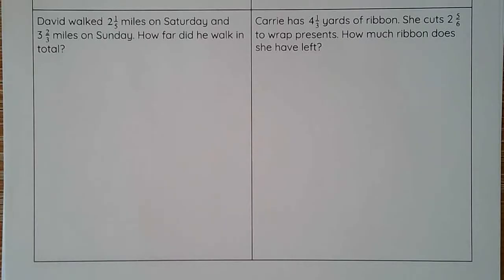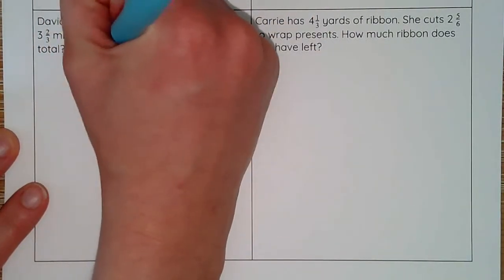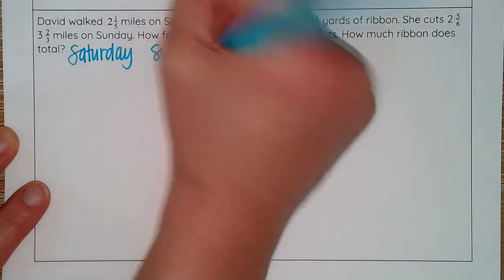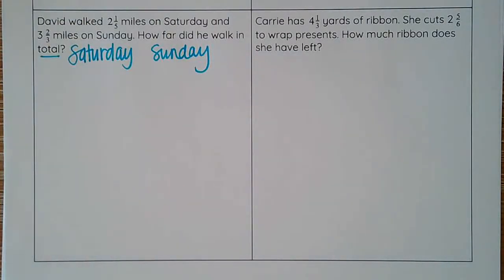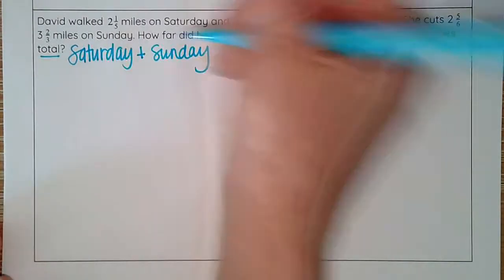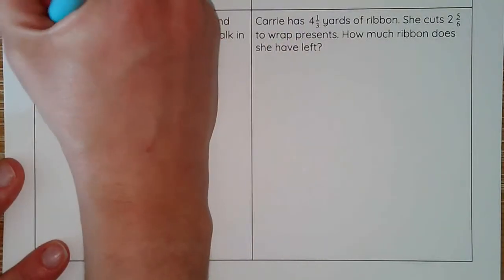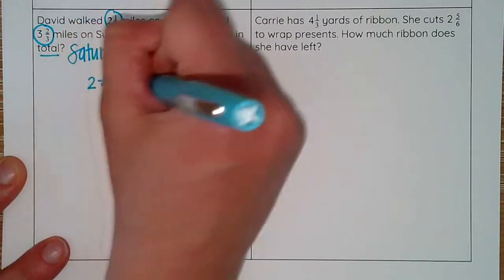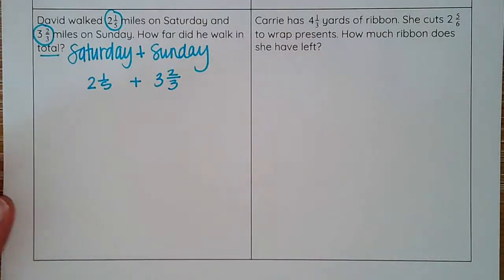So what our story is telling us is that David walks some miles on Saturday and he walks some miles on Sunday. And we want to know the total. So because we want to know the total, I want to combine my Saturday amount and my Sunday amount. So I'm going to add. From here, I'm going to go ahead and write out my problem. So I've got 2 1/5 miles on Saturday and 3 2/3 miles on Sunday.